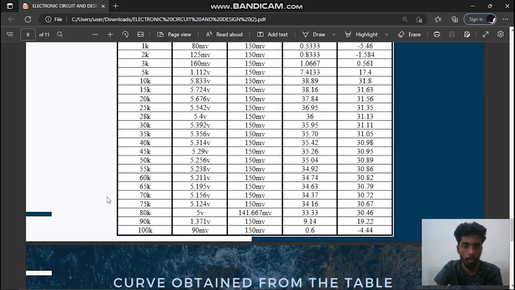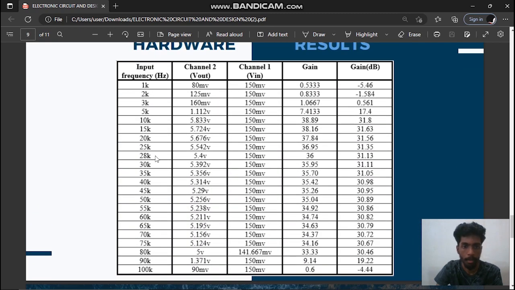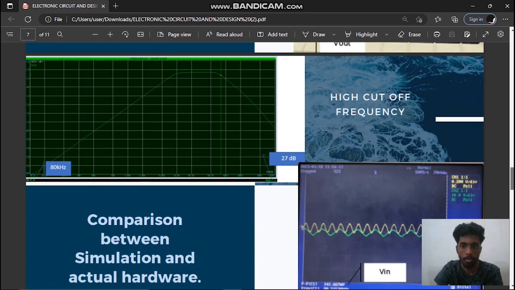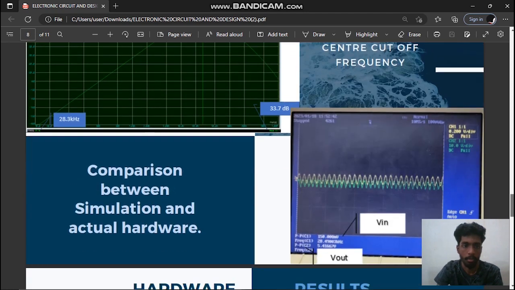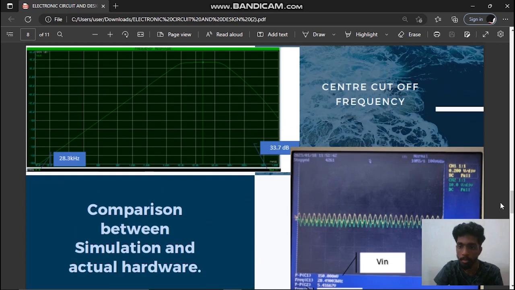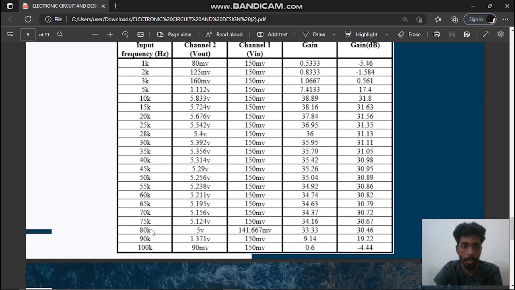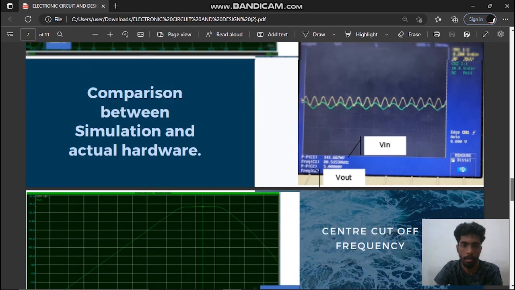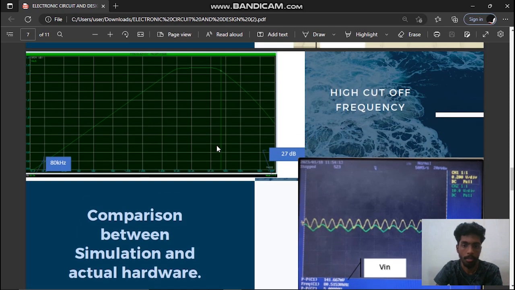And for 28 kilohertz, our Vout was 5.4 and our Vin was 150 millivolt, and the gain we obtained was 31.13 dB, where the gain we obtained from the Proteus software was 33.7 dB. And for 80 kHz, where our Vin was set to 141.667 millivolt, we obtained Vout as 5 volt, and the gain was 30.46 dB, where our Proteus result was 27 dB.